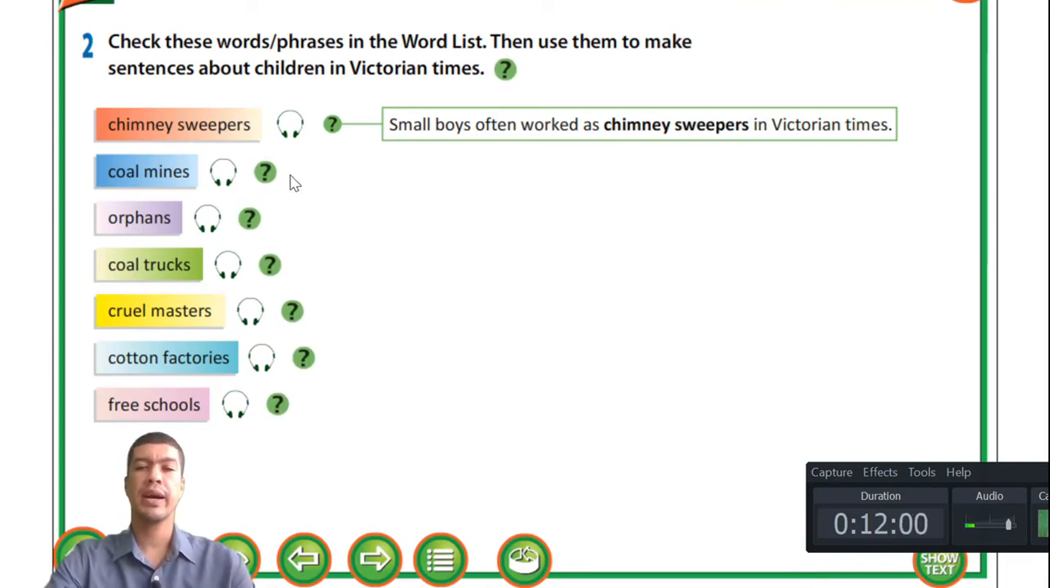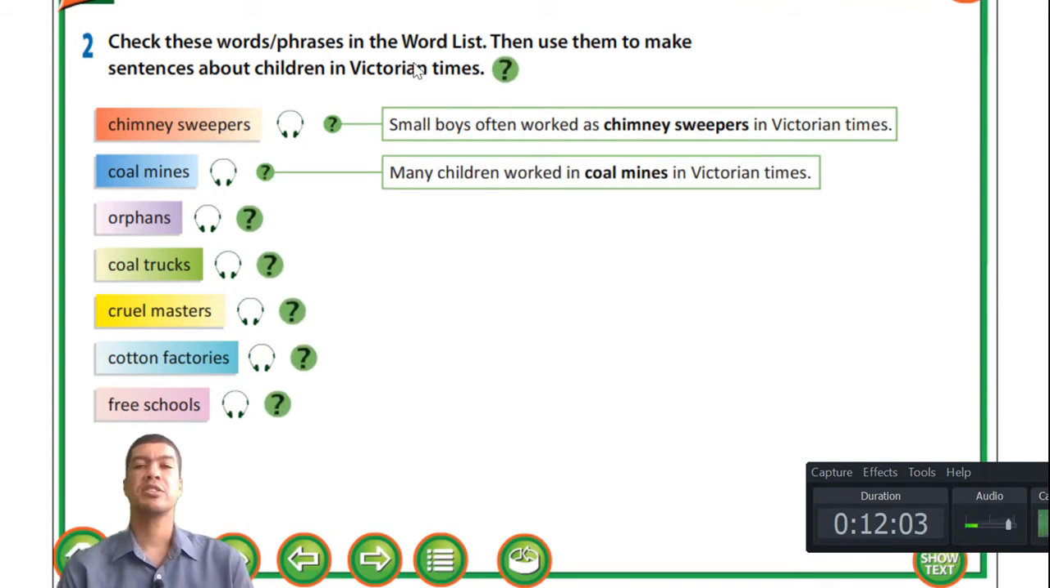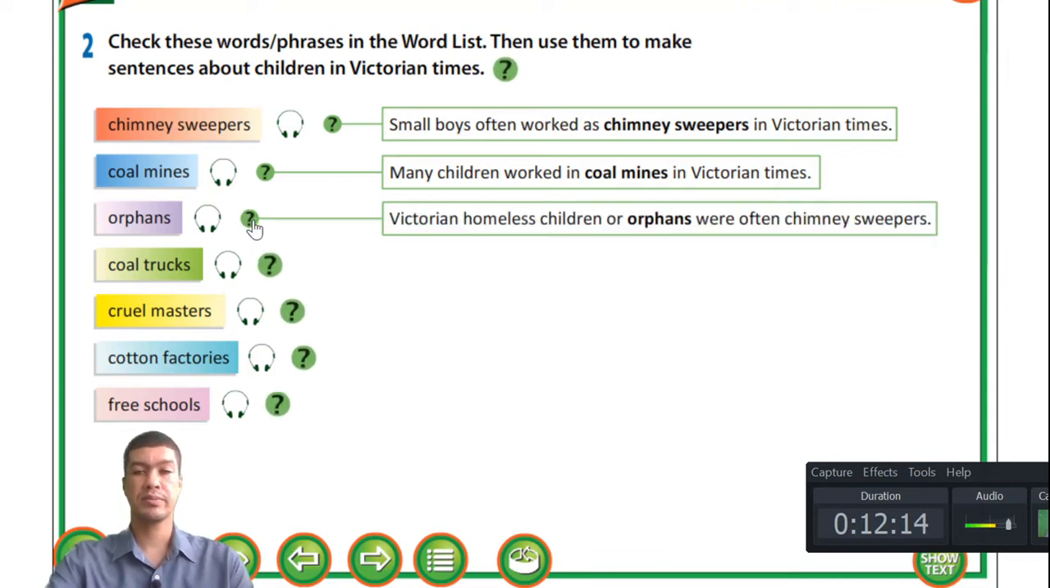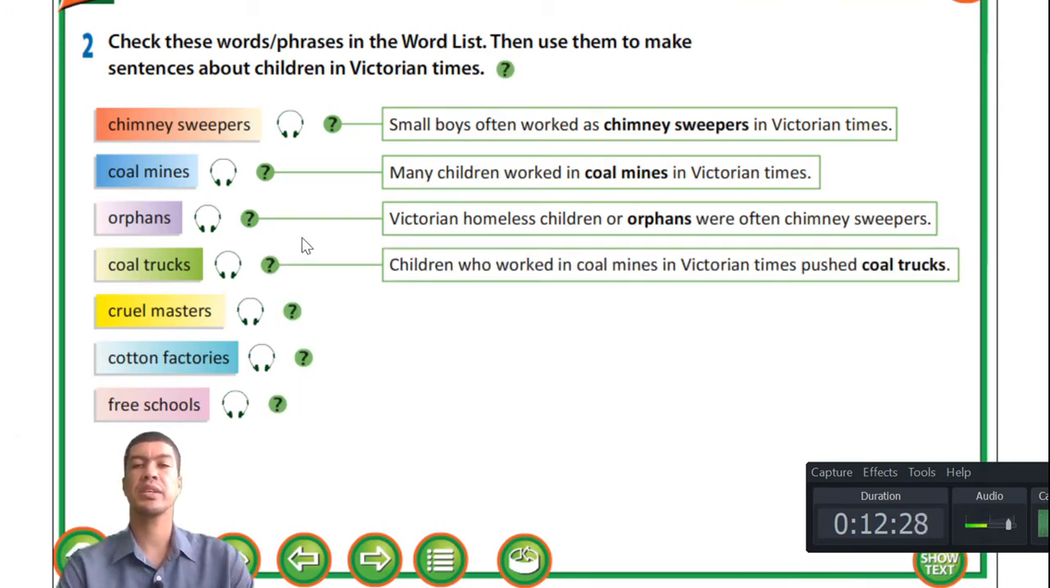Next one, coal mine. Many children worked in coal mines in Victorian times. Once again, you can use these to make your own sentences. The next one, orphans. Victorian homeless children or orphans were often chimney sweepers. All right, and the next one, children who worked in coal mines in Victorian times pushed coal trucks. Once again, you can use these to form your own sentences. Okay, next one, cruel masters.